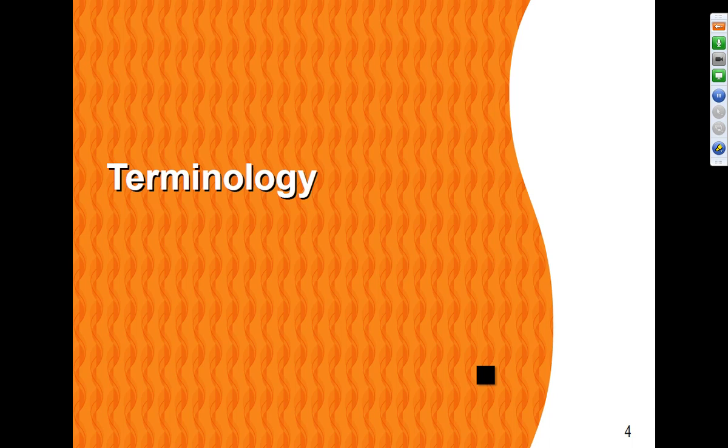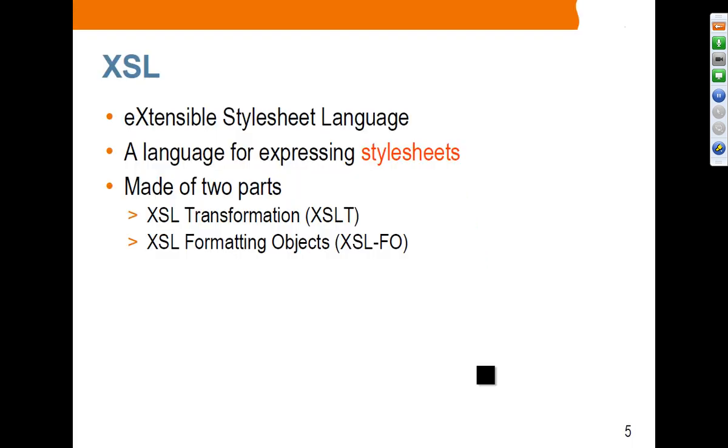Alright, so let's move on to the terminology. XSL stands for Extensible Stylesheet Language. It's an XML language for expressing style sheets. It's made of two parts: XSL Transformation, which is called XSLT, and XSL Formatting Objects. So we are mostly focused on XSLT.